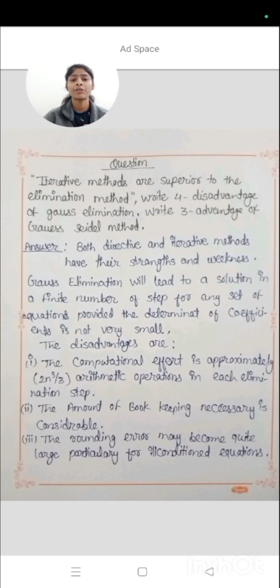Today is the solve column internal question. Iterative methods are superior to the elimination method. Write 4 disadvantages of Gauss elimination method and write 3 advantages of the Gauss-Seidel method. So now let's solve the question.